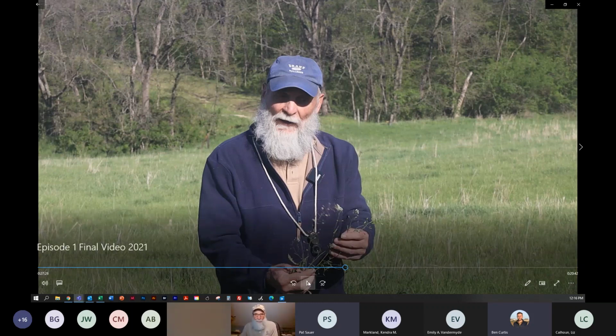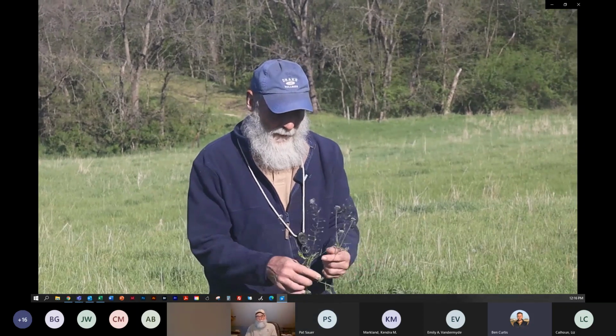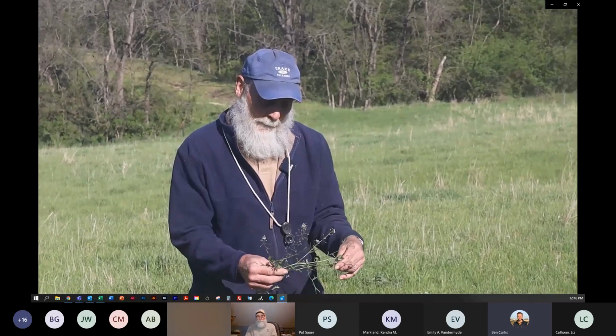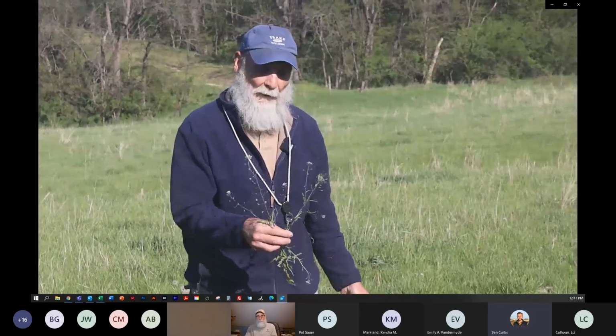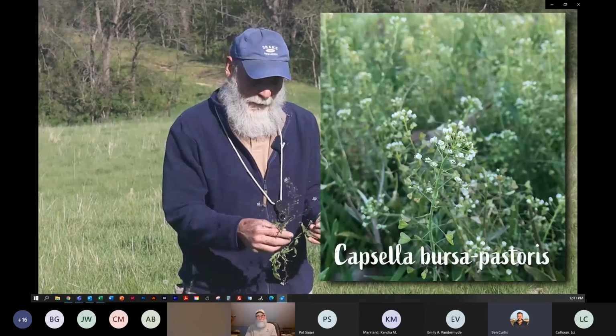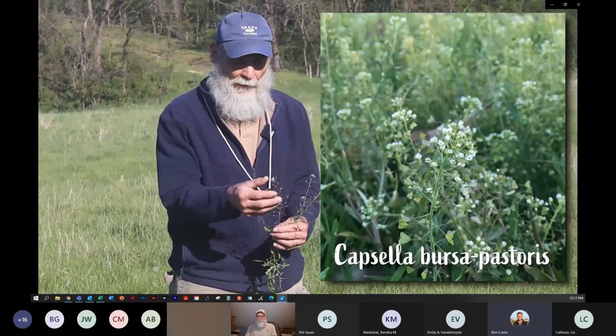Ben? Mustard to take a look at. Plenty of mustards this time of year. This one I would put into the weed category, a common weedy species. This is called shepherd's purse, Capsella bursa-pastoris. So again, it's got the characteristic four-petaled flowers.